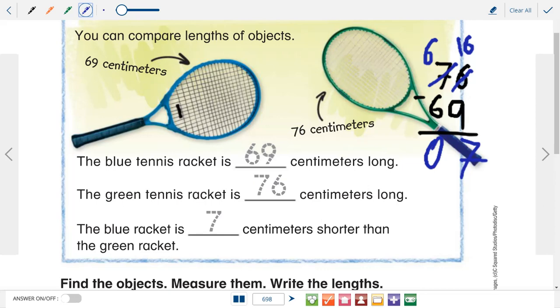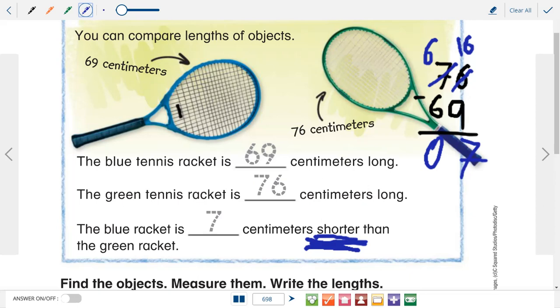Now the blue racket, this one, is shorter or longer than the green one? Shorter, okay? This word is important, to know if the object is shorter or longer than the other object. So again, in this lesson, we have two important ideas. The first thing is to find the difference between them. When I say the difference, how much longer, how much shorter, we always subtract the big number, the longer object, minus the smaller one.